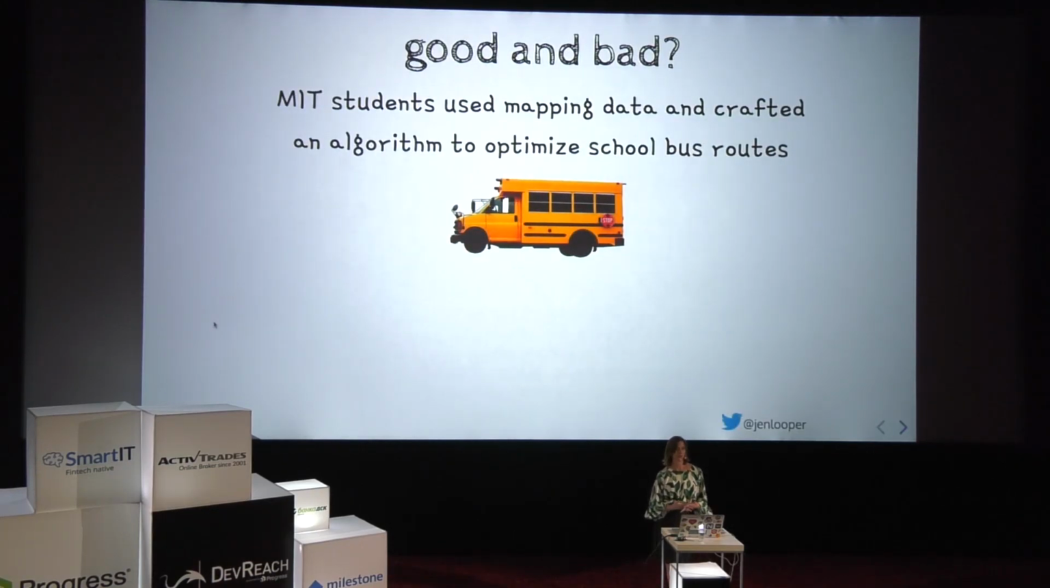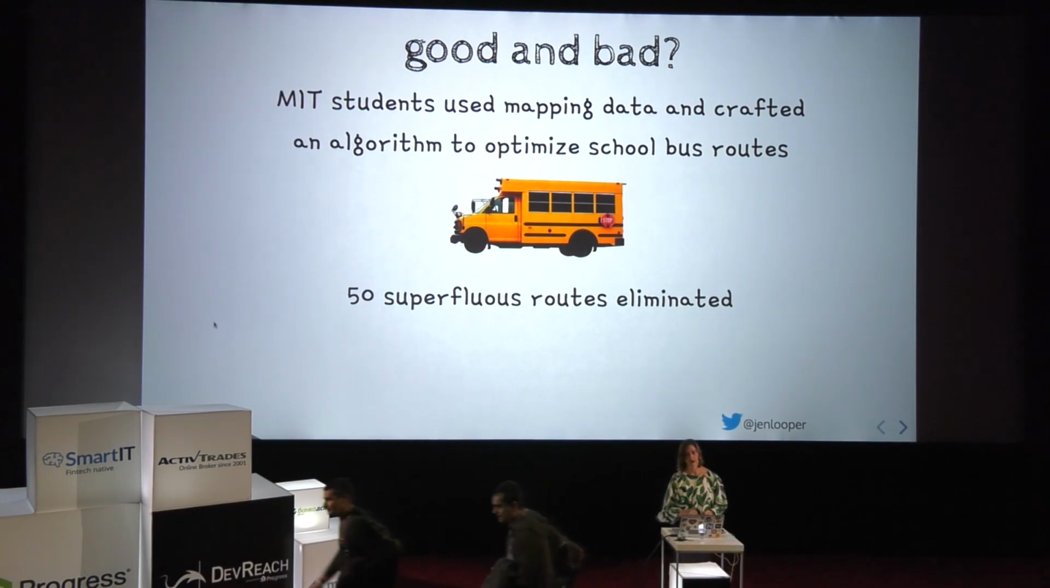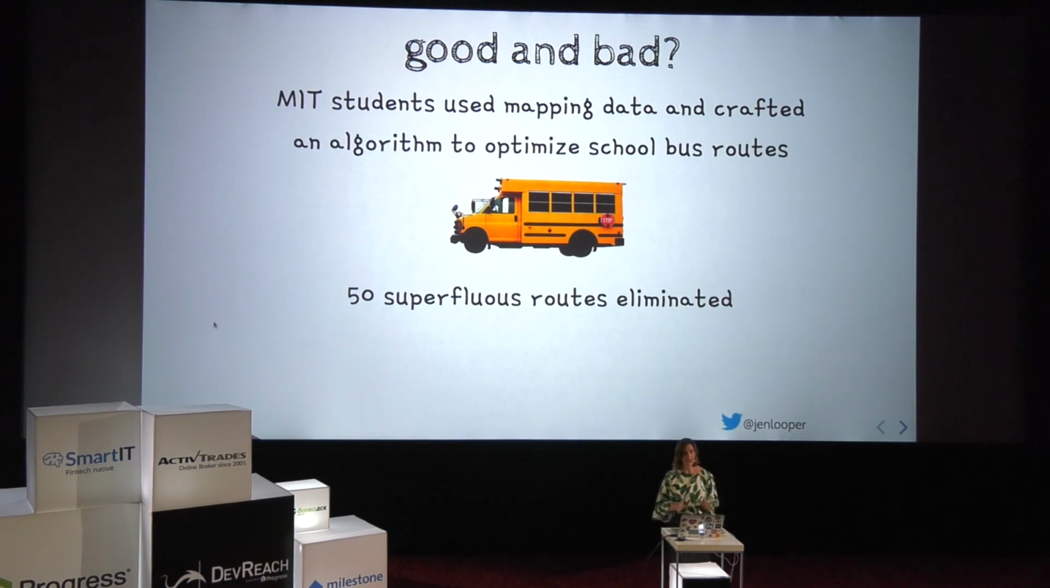But there are also some really interesting good and bad uses of machine learning. So back to MIT. MIT was asked by the Boston Public Schools to help them optimize school bus routes. It turns out that in the Boston Public Schools budget, the most expensive thing that they have is bus routes. It's quite expensive, and they're trying to figure out where the kids are. I think Brian had some interesting experience with the Boston Public School bus routes. So anyway, these kids decided, all right, we're going to go at this. We're going to take mapping data, figure out the routes, and optimize this. And they were really successful.